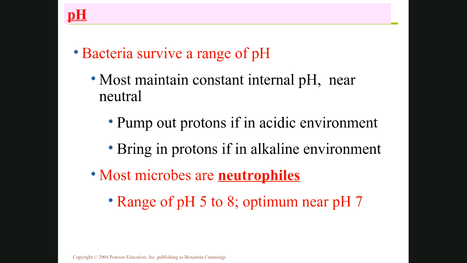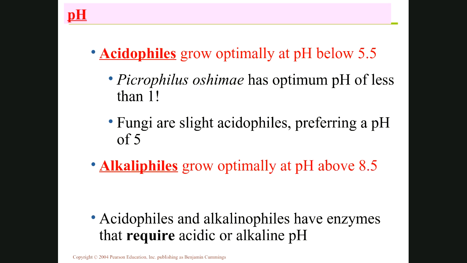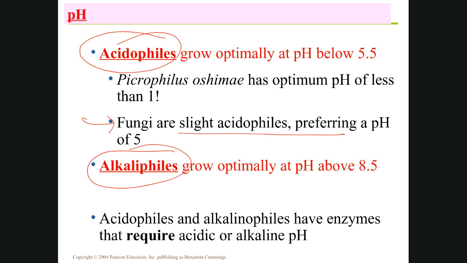Okay, so moving on. pH requirement is pretty straightforward. Most bacteria like an optimum pH of about 7, between 5 and 8 with the optimum of 7. So most organisms are neutrophiles by far. A few may need an acidic environment. A few may need an alkaline environment. Fungi are slight acidophiles, but for the most part, most microorganisms are going to be neutrophiles.